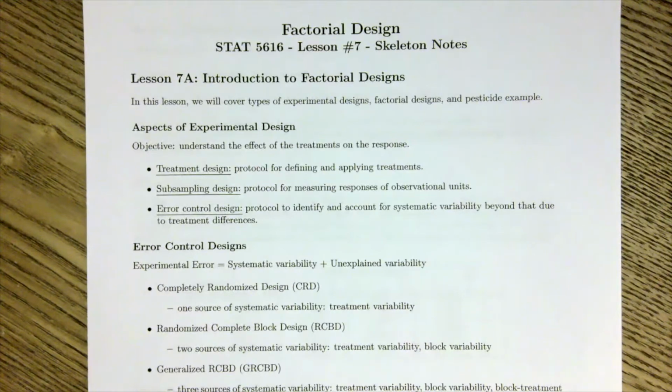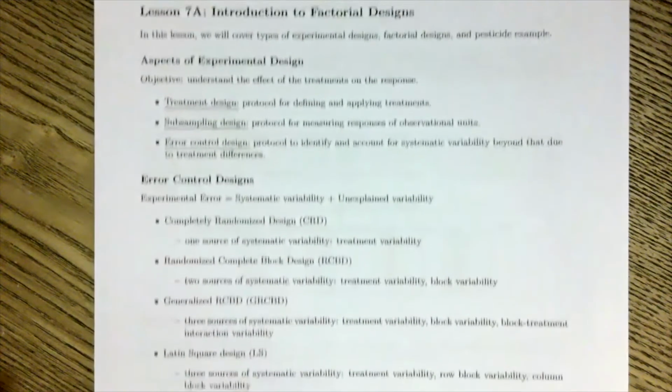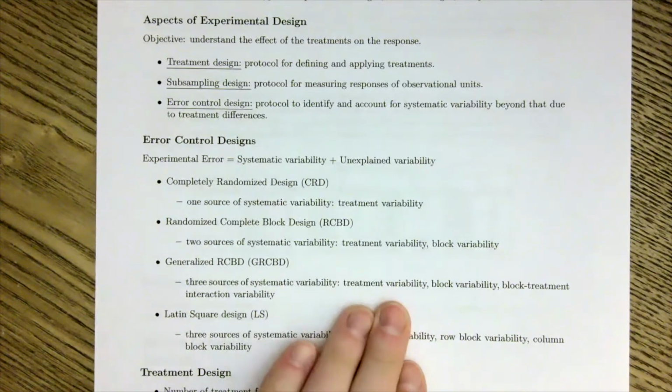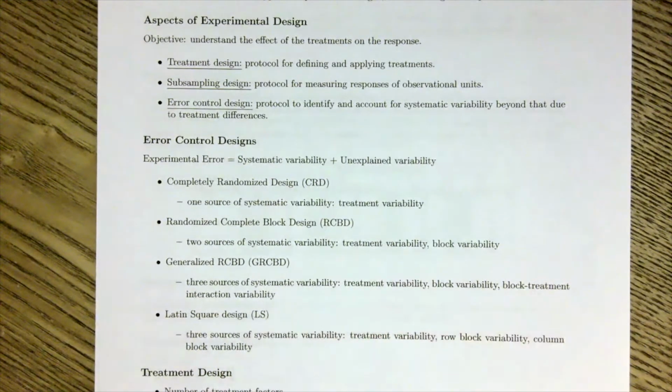And our goal with error control designs is to come up with a design where we can explain systematically as much variability as possible. And if we think about it in terms of maybe our CRD, we only had one source of systematic variability, which was just our treatment. And then we extended our design to a randomized complete block design where we had our treatment and our block. And then we went to the GRCBD where we had three sources of systematic variability, which was the treatment, the block, and the block treatment interaction.